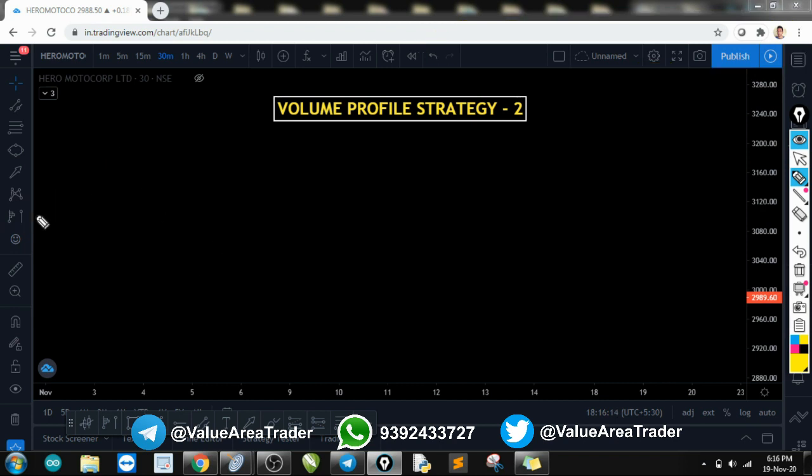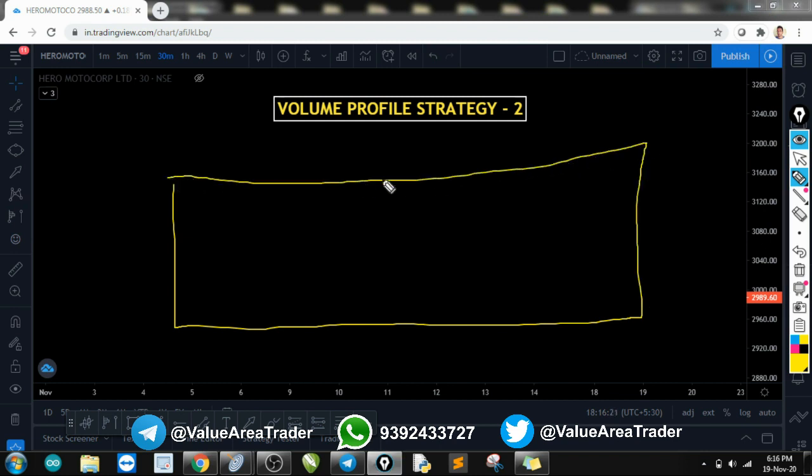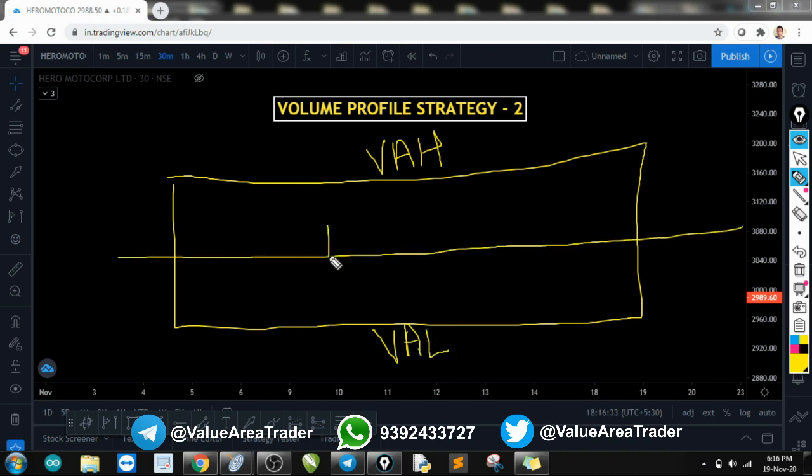If you remember, in the last video I explained a strategy in which you were dealing with trades inside the value area, right? This is VAH, the value area high. The lower border is the value area low, and in the center we have the POC. All this I explained in the last video.